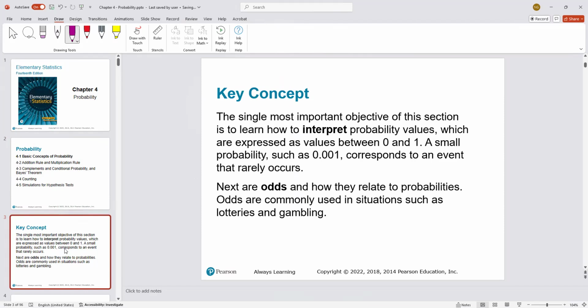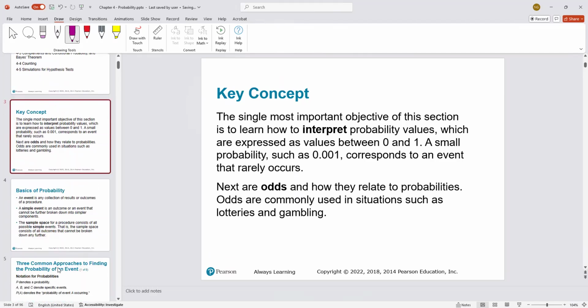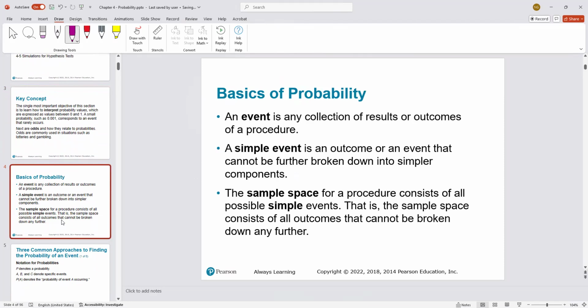The single most important objective of this section is to learn how to interpret probability values, which are expressed as values between 0 and 1. A small probability such as 0.001, or 1 over 1000, corresponds to an event that rarely occurs. Next, we're going to talk about odds and how they relate to probabilities. Odds are commonly used in situations such as lotteries and games. Remember that you can always guess who would win the lottery.